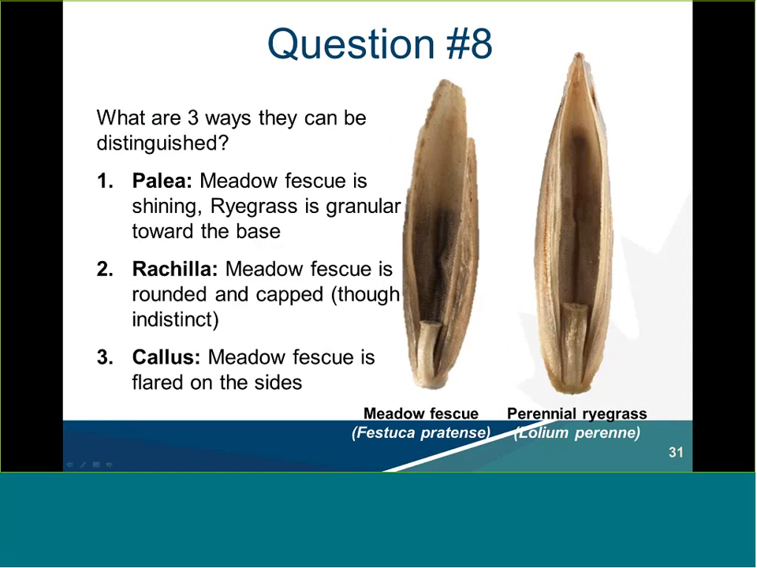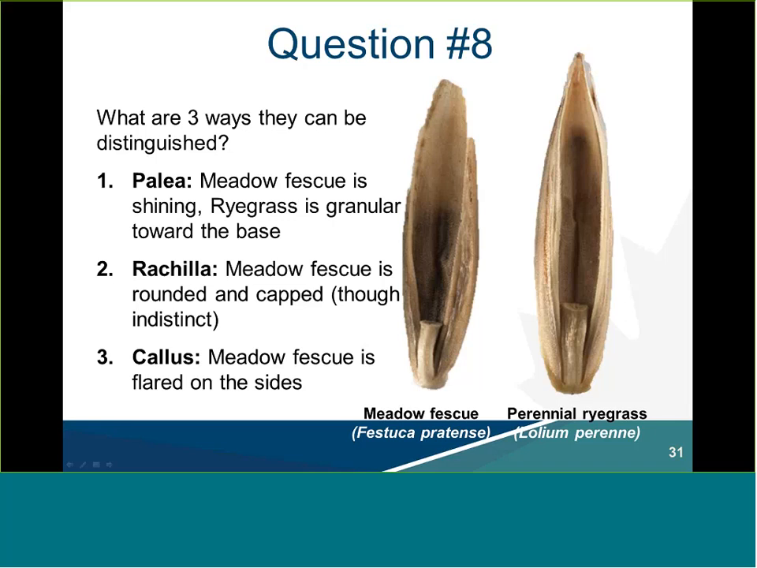The rachilla, meadow fescue, the one to the left there, is rounded and capped. What I mean by rounded is rounded compared to a Lolium, compared to a ryegrass. If you're just comparing fescue to fescue, meadow fescue's rachilla tends to be wide and a bit more oval-shaped in cross-section than, let's say, your red fescue, which you saw before, that very delicate rachilla. But that capping does come through and you can see it.